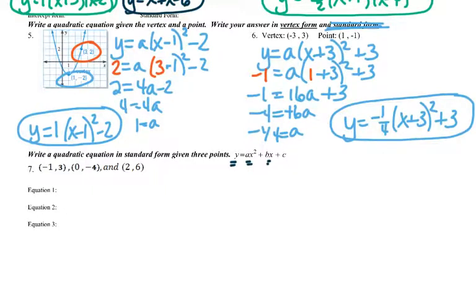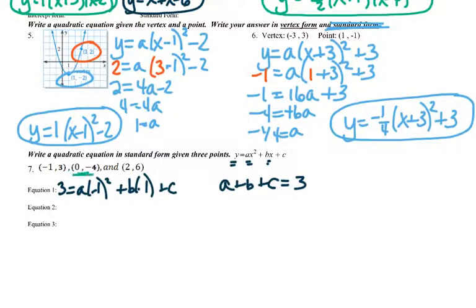So if the first point is negative 1, 3, the 3 is y equals a times negative 1 squared plus b times negative 1 plus c. Or if I clean that up, a plus b plus c equals 3. You're plugging the points into x and y. The next one here, 0, negative 4, thankful for a 0, equals a times 0 squared plus b times 0 plus c. So this one is just c equals negative 4. That's going to be helpful.